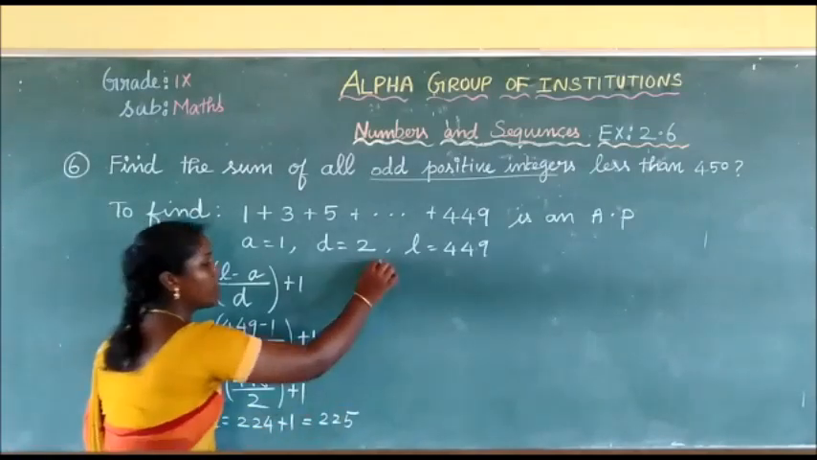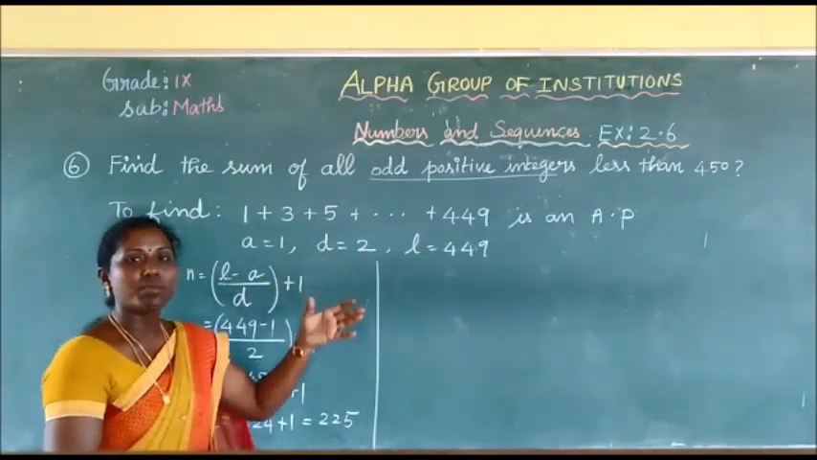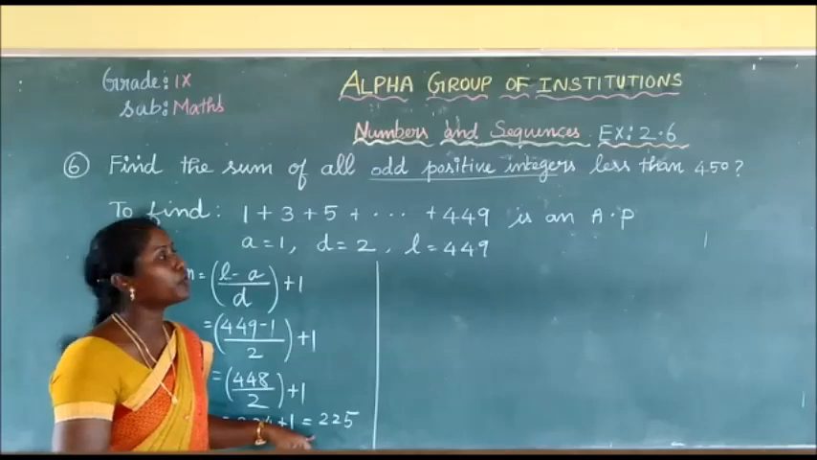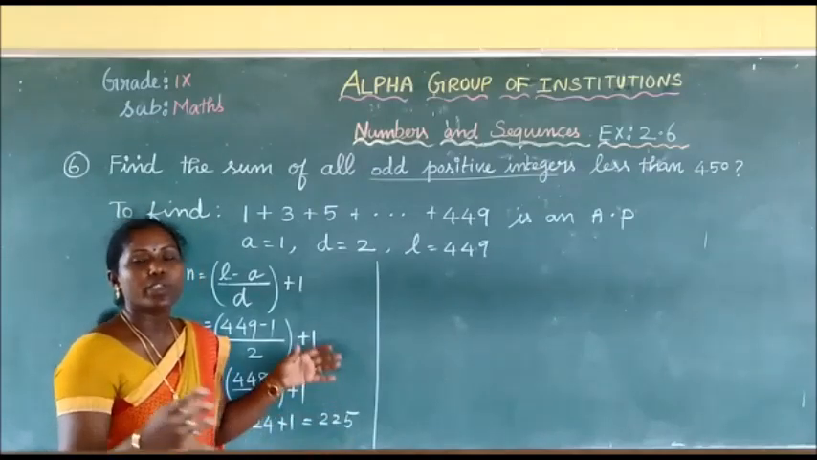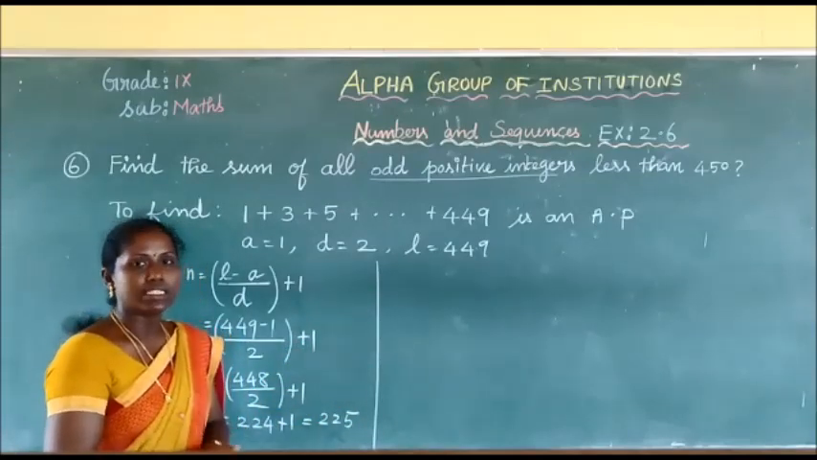Okay, now we got the number of terms, that is from 1 to 449. The odd numbers, if we count the number of terms, how many odd numbers are there up to 449? 225 odd numbers are there. So we have to add all these 225 numbers and find the summation.